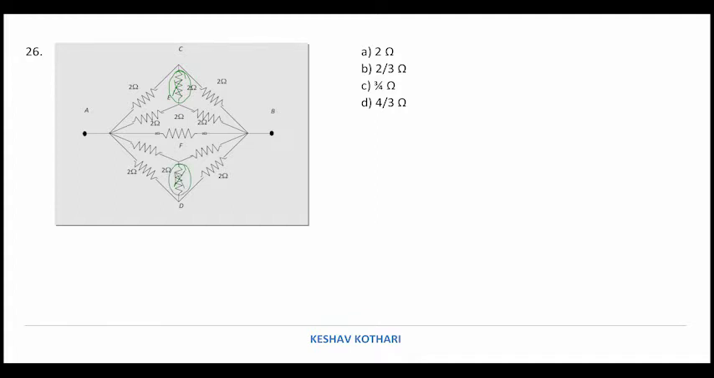Or we can also say that there is a balanced Wheatstone bridge, and hence we can remove these 2 ohms on either side. On removal of these 2 resistances, the circuit is reduced to a much simpler circuit, where there is a 2 ohm and another 2 ohm, followed by another layer of 2 ohm and 2 ohm. This is the connection in between, that is 2 ohm, and a similar pattern is drawn on the other side.